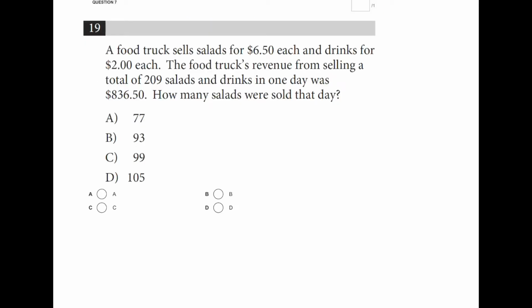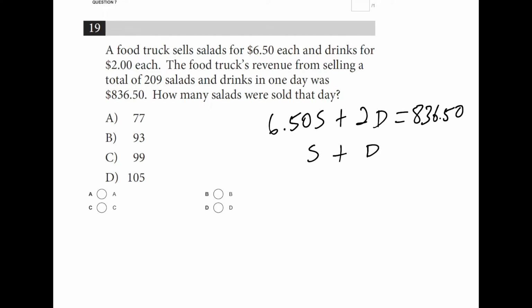We have a money equation, $6.50 for a salad, $2 for a drink, $836.50 total. Then we have a total equation. Some number of salads plus some number of drinks is equal to 209. We could use substitution again, but let's just double this equation. 2s, 2d, and 209 becomes 418. This allows us to use elimination.